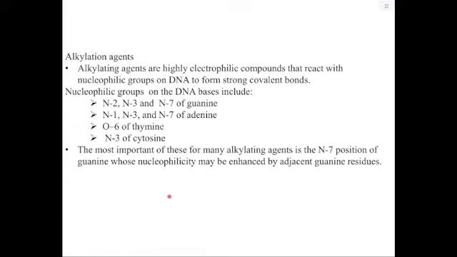For many alkylating agents, it is the N7 position of guanine, whose nucleophilicity may be enhanced by adjacent guanine residues. In other words, if you have adjacent guanine residues, then again the nucleophilicity of N7 is even further enhanced. So what are we saying? You look at adenine, we have said positions 1, 3, 7. These are the nucleophilic groups. Guanine, we have said N7 mostly, high susceptibility. Cytosine, we have already said the position. So those are some of the positions that can undergo alkylation.